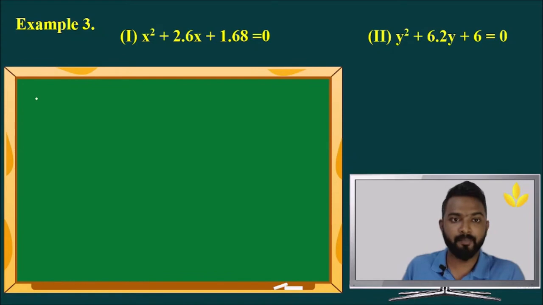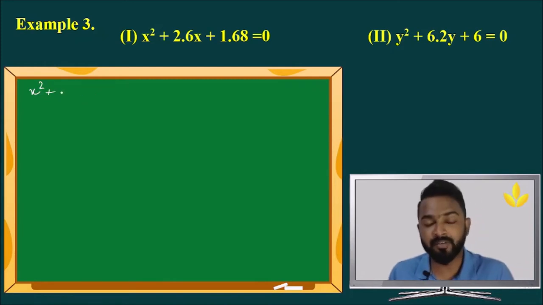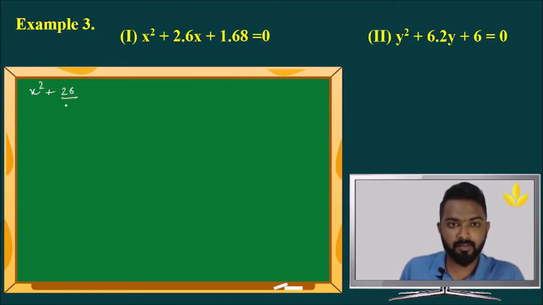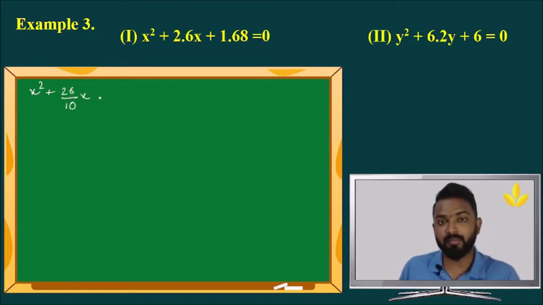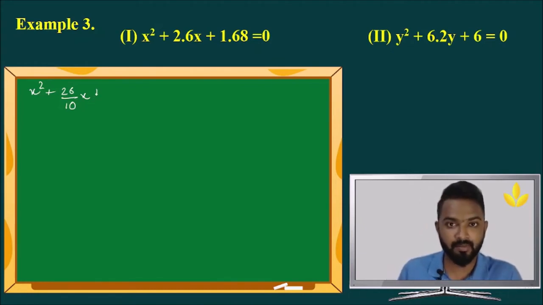Question number 3. We have x square plus 2.6x. Actually, let's simplify this right here. Always remember, fractions are better than decimals. We have 26 divided by 10. No matter what mathematical topic you're doing, if you don't have access to a calculator, remember fractions are your friends. Decimals are not. 168 divided by 100 equals 0.